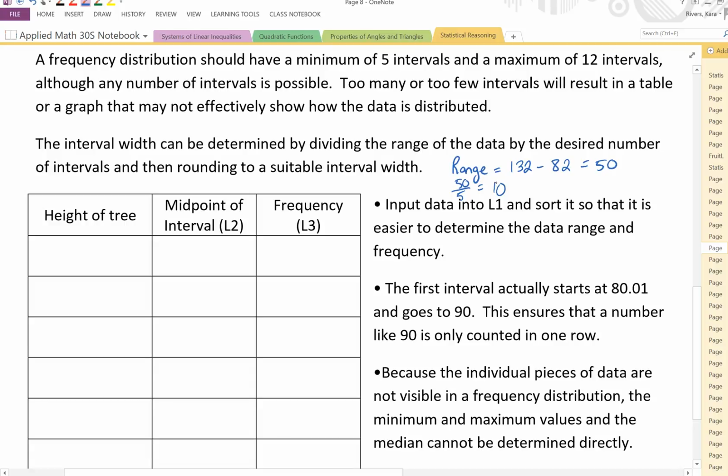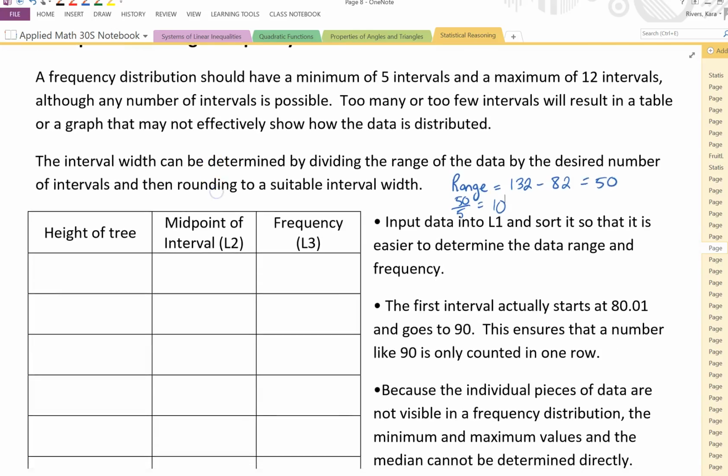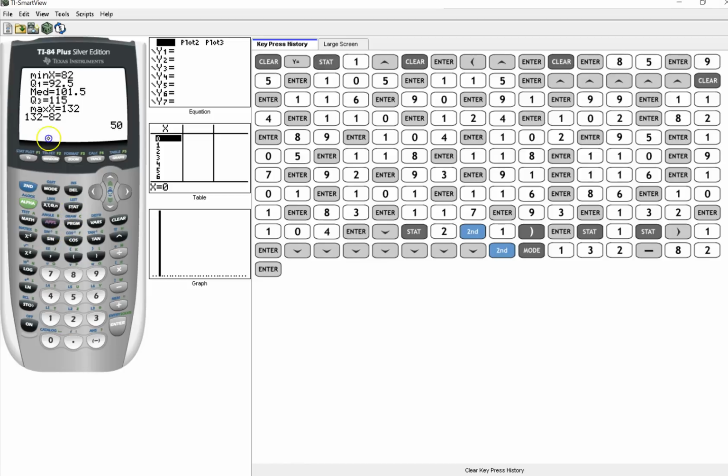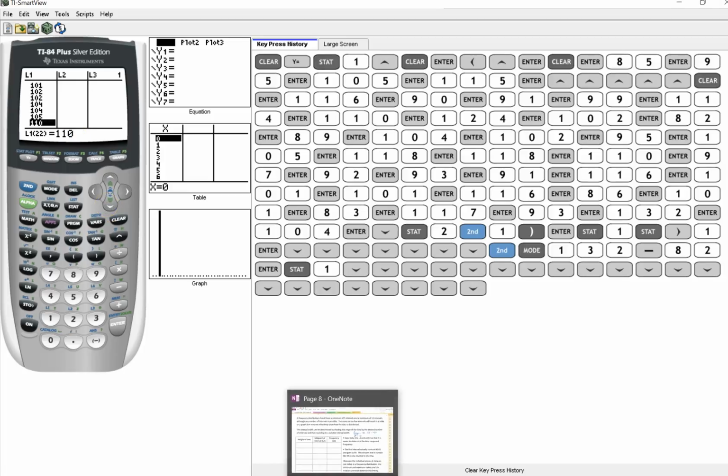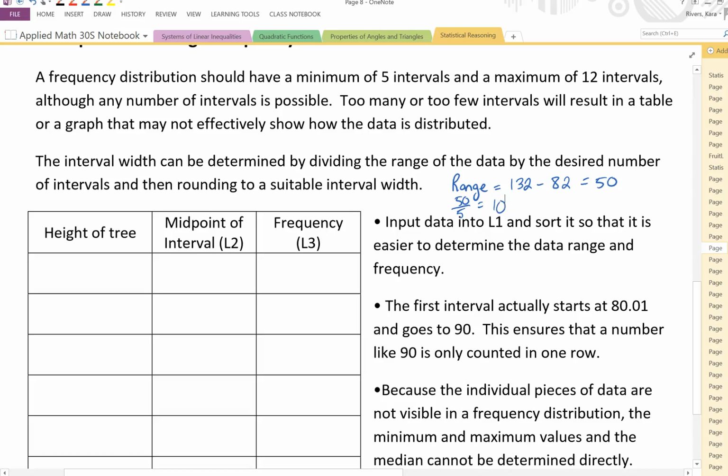So what does that mean? Well, okay, let's go back to our list. Go back to stat 1. So I've got all of this data, 82, 83, 86, 89, 90, then 91, and so on. And you can see the grouping of the data. So instead of writing every single number, I'm going to do a range of data. How do you know where to start? Well, if the intervals are about 10, I can make the height of tree for this to be between 80 up to 90. Right? So between 80 and 90, that's the height of the tree.